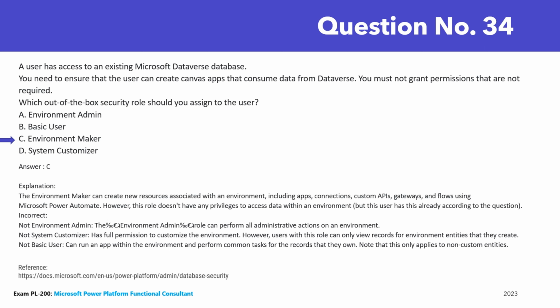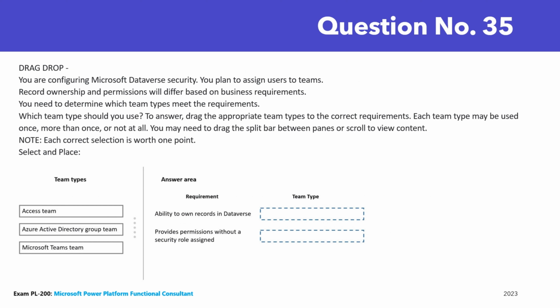Correct answer. C. Environment Maker. You are configuring Microsoft Dataverse security. You plan to assign users to teams. Record ownership and permissions will differ based on business requirements. You need to determine which team types meet the requirements. Which team type should you use?